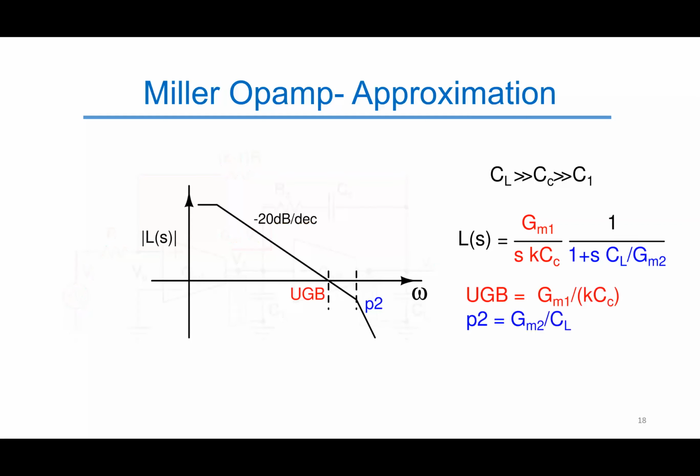For a well-behaved stable system, since the loop should behave like a first-order system around the UGB, it follows that the UGB of the loop is GM1 over K times Cc, and the second pole P2 is at GM2 over Cl. From this, it naturally follows that the phase margin of the loop is expressed as shown in the blue box. This is an important expression, and we will refer to it again shortly.